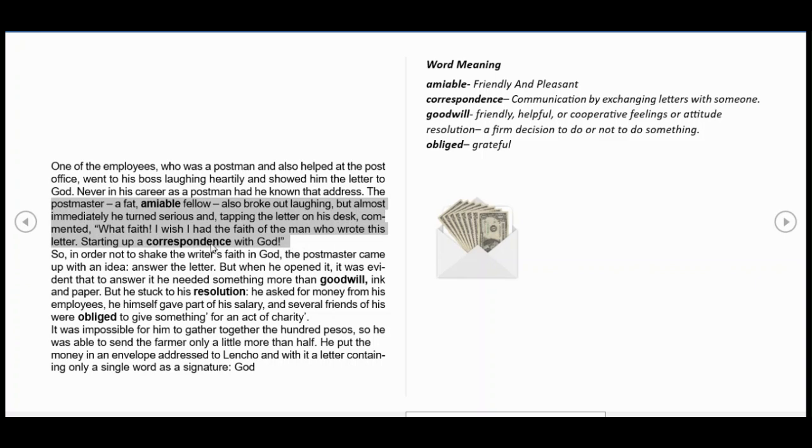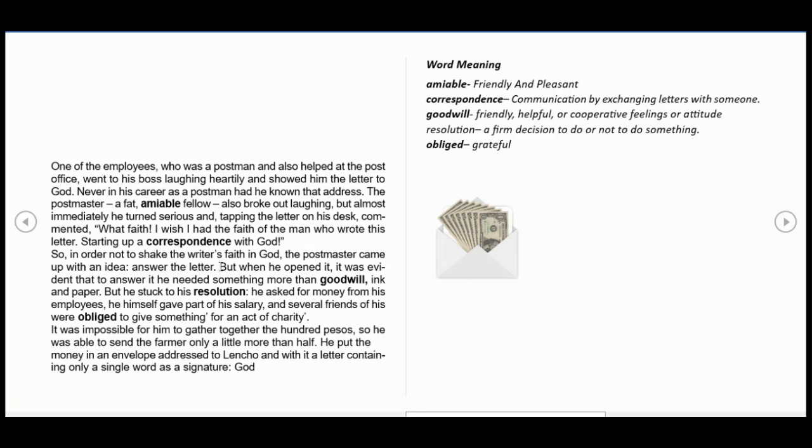He says the man who wrote this letter is starting up a correspondence with God. Correspondence is communication, writing. Now the postmaster wants to help him out. He knows that God cannot reply to this letter. But he also doesn't want to shake Lencho's faith in God because he knows that this person is innocent and yet he is in trouble. So the postmaster wants to keep his faith in God intact. So he comes up with an idea.